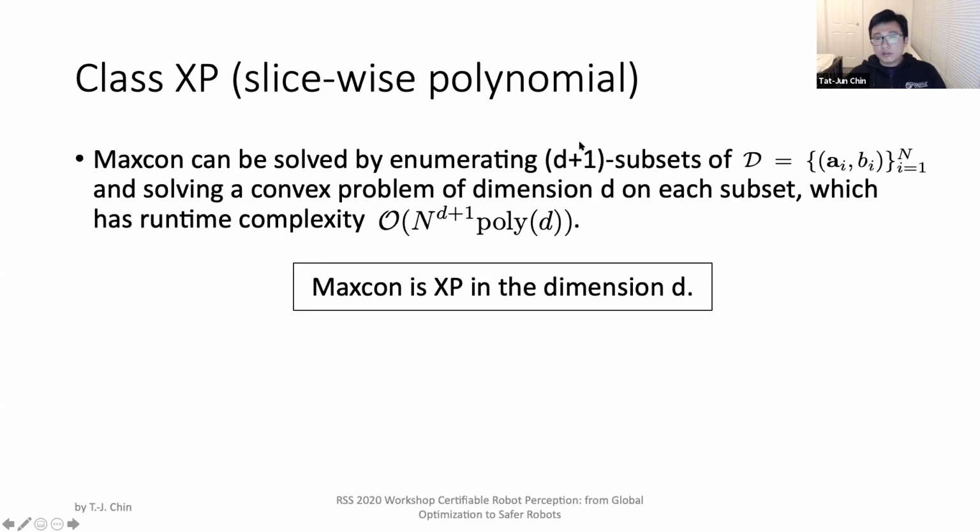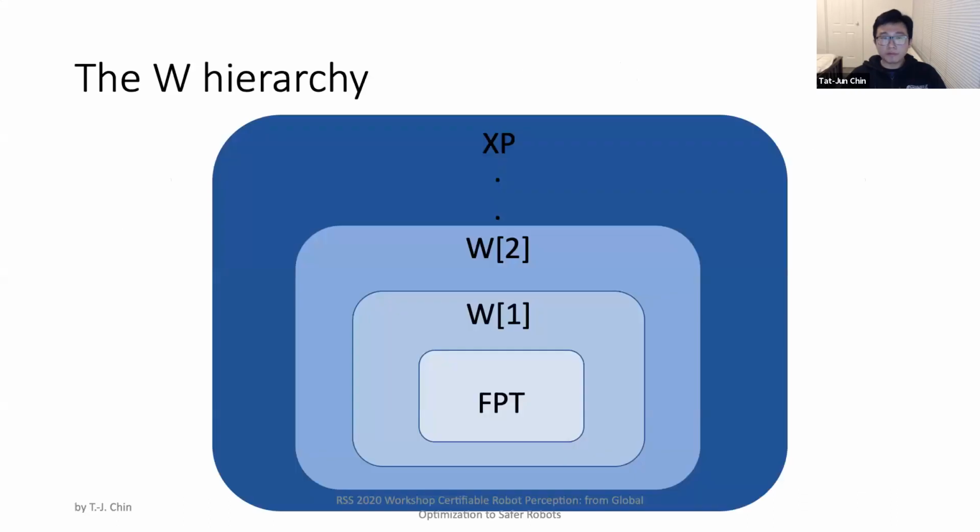So this means that we can solve MaxCon in time. This means that MaxCon is in class XP, or slice-wise polynomial, meaning that if you fix the dimension, the problem actually becomes polynomial time solvable. But it doesn't mean that it's easy to solve, because d is actually part of the input size. So it's still exponential, but now we're exploiting the structure of the problem.